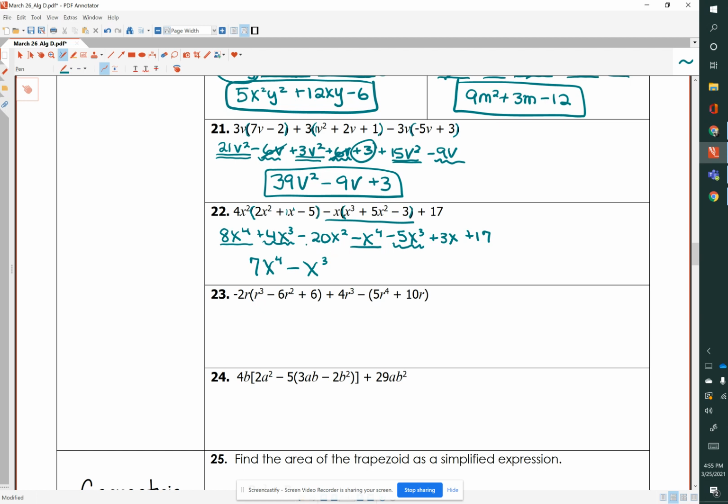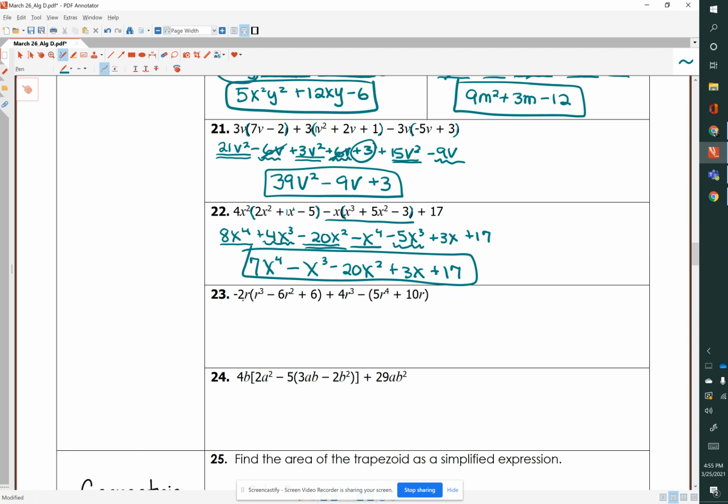Now we have negative 20x squared and no other x squared terms. So that we'll write next. And then we have only one x term. That's a positive 3x and only one constant. And that's our positive 17. And that is what I call a polynomial. 1, 2, 3, 4, 5 terms. It's as simple as we can get it.